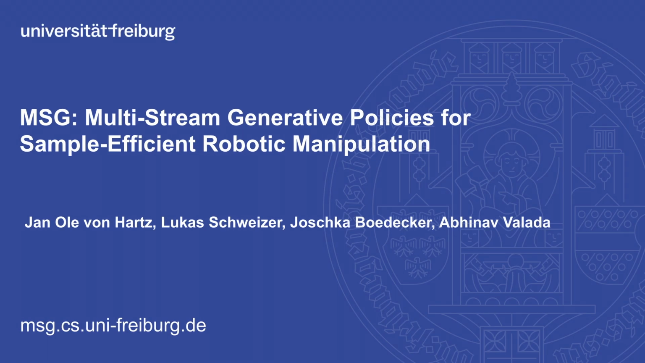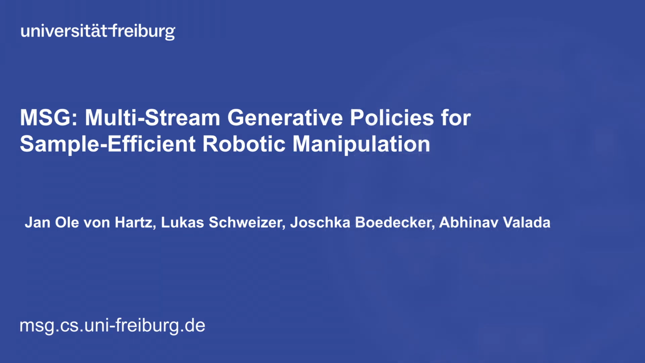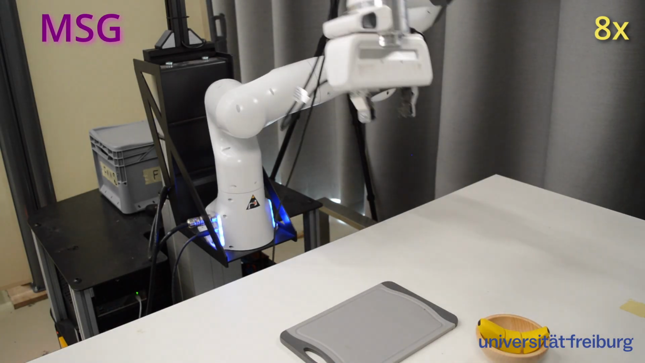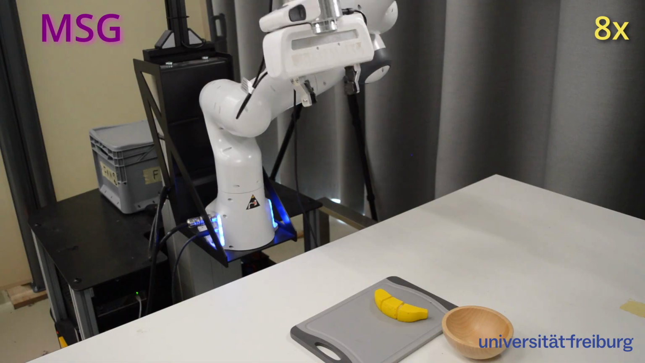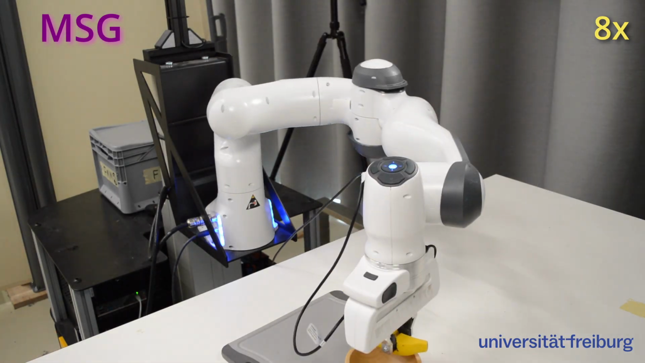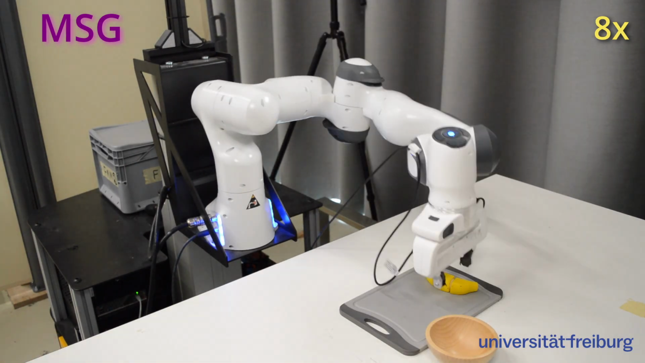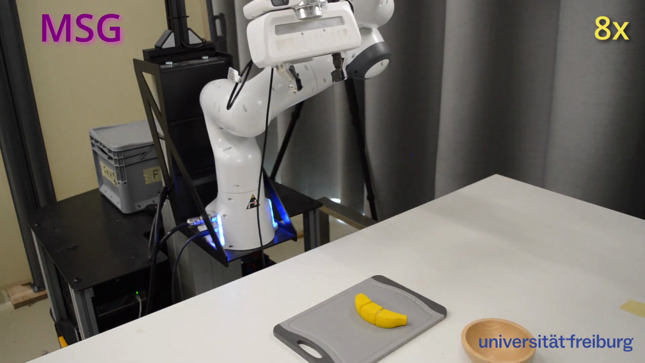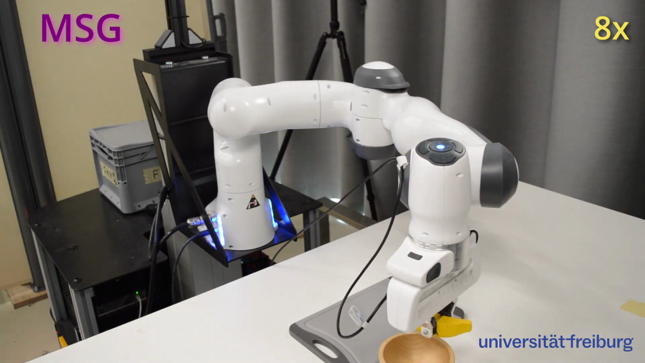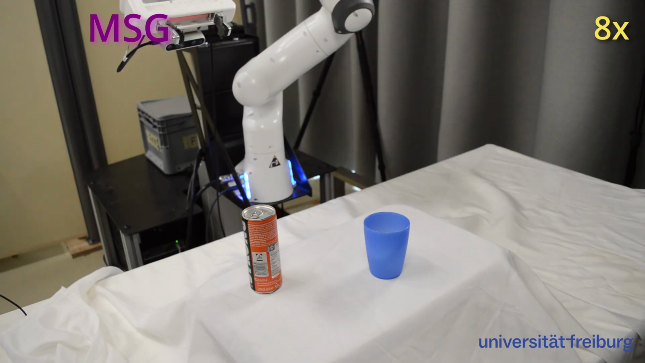MSG, Multi-Stream Generative Policies for Sample-Efficient Robotic Manipulation. Generative models such as flow matching are powerful and flexible robot policies. However, when it comes to policy learning, they're not sample efficient, but typically require in the order of 100 demonstrations.